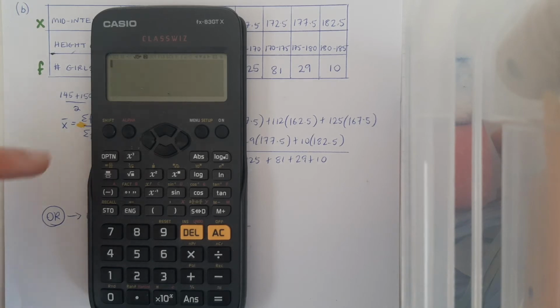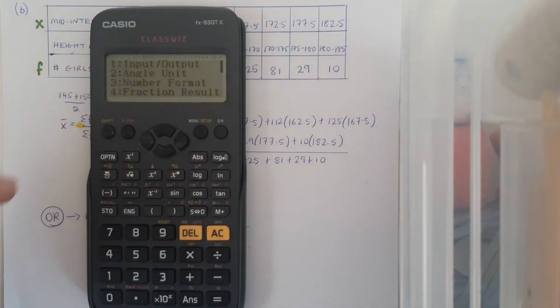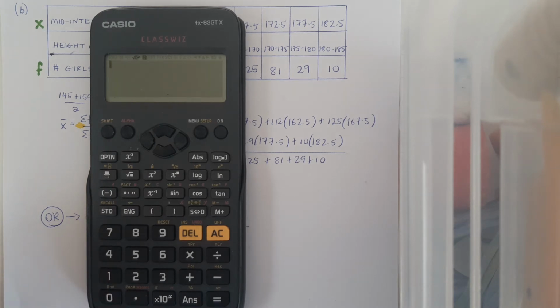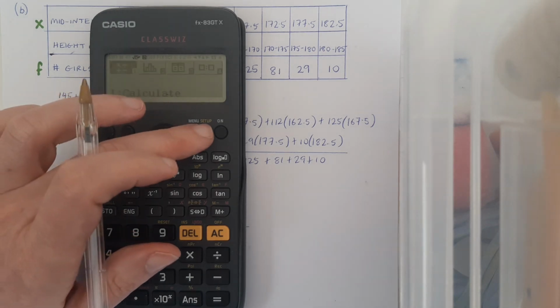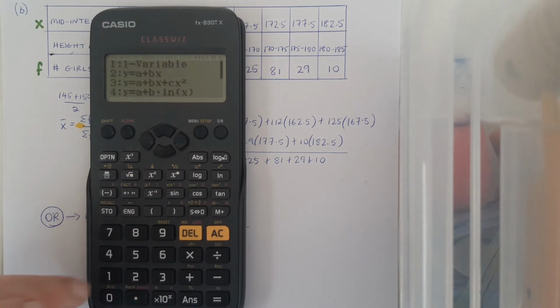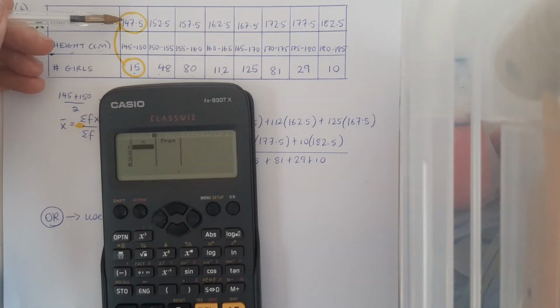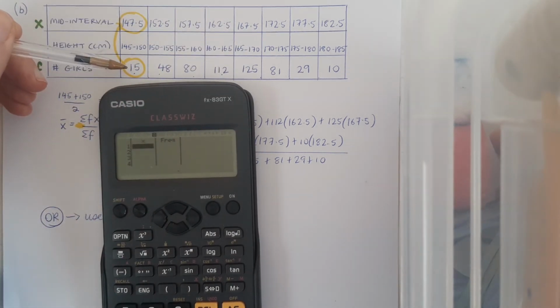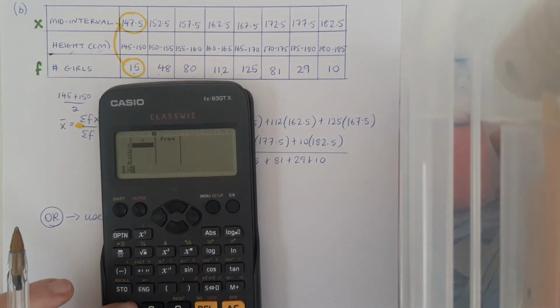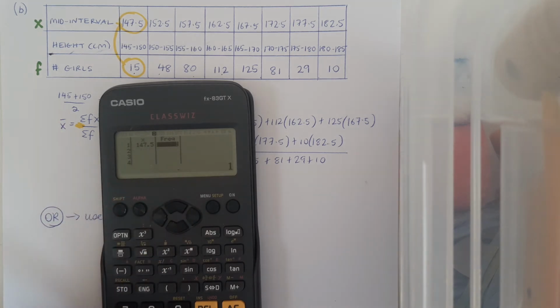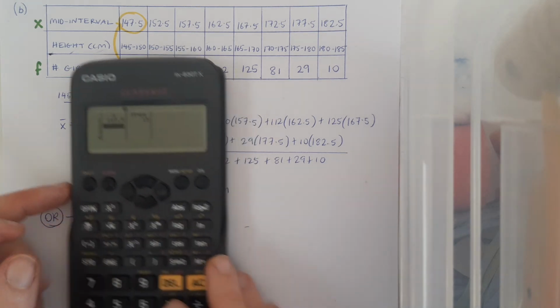Then I want to turn on my frequency. In the case of this newer calculator, I want to press Shift, Setup, down arrow, 1 to turn on the frequency. Then I'm going to go to Menu, 2, 1. Now I'm going to enter my pieces of data. So let's have a look. I want to enter my mid-interval value, and I want to enter my frequency also. So I'm putting in 147.5, I'm pressing equals, and then I'm going to change the frequency to 15.